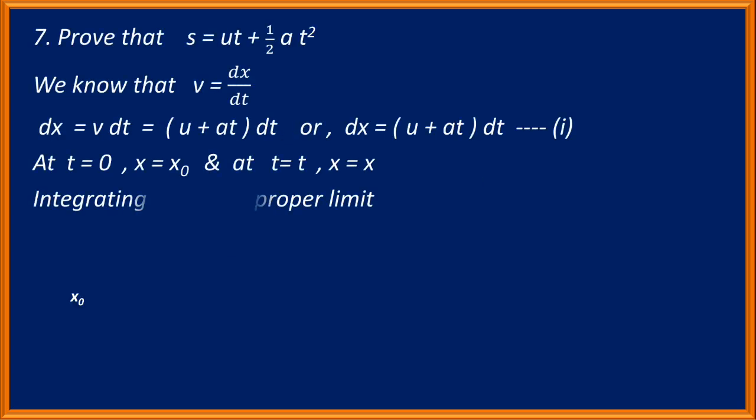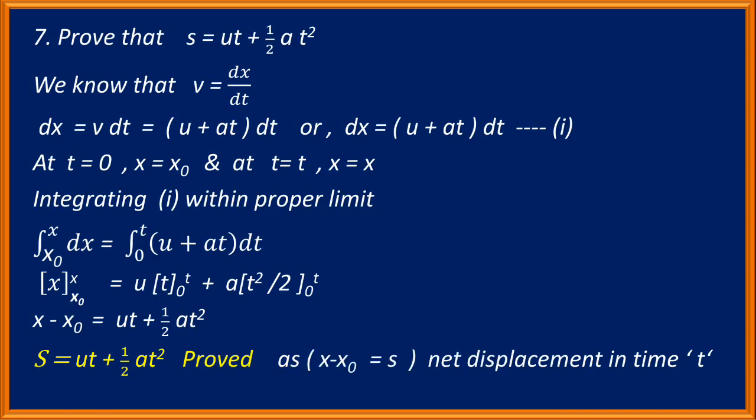Now question 7. Prove that s equal to ut plus half at square. We know that v equal to dx by dt, which can be written as dx equal to v dt, or v is replaced by u plus at, so dx equal to u plus at dt. This is equation number 1.